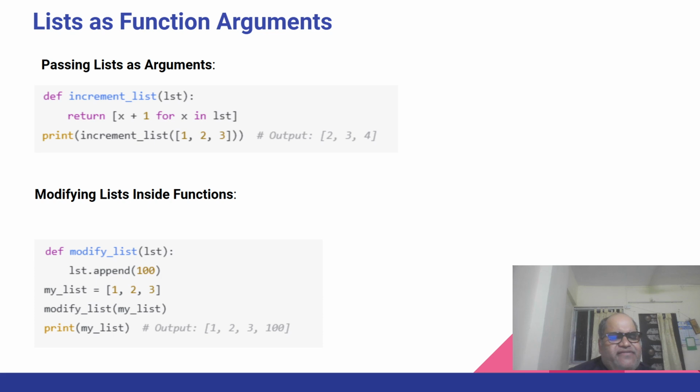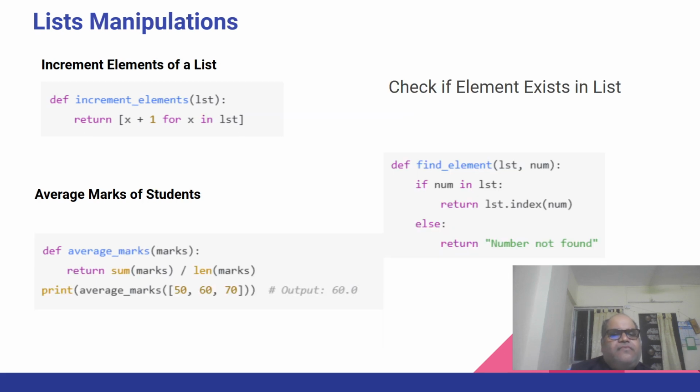Modifying a list inside the function, right? So if you are appending 100, say my list is 1, 2, 3, if you send my list to modify, it will be reflected. To increment elements of a list, you can do it. To find, for example, average marks, what you can do is look at the sum of the marks and the length of the marks, right? Very neat.